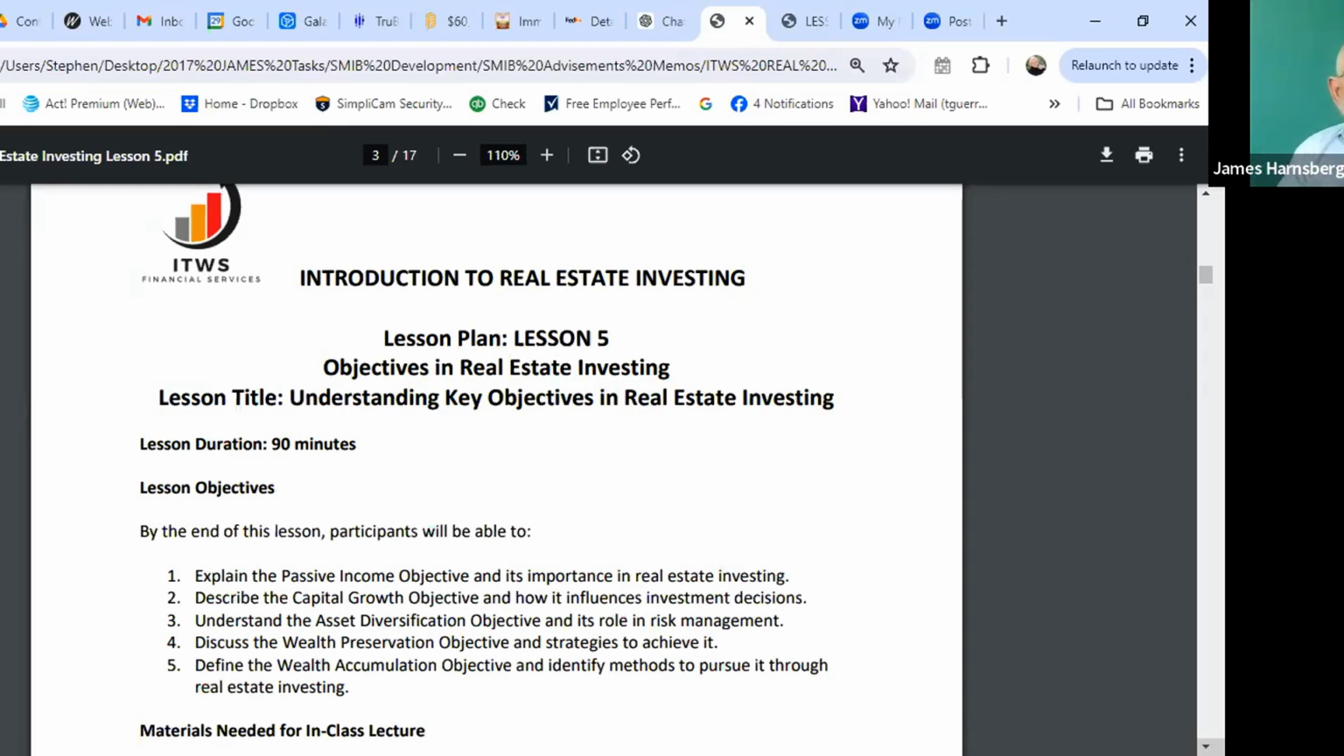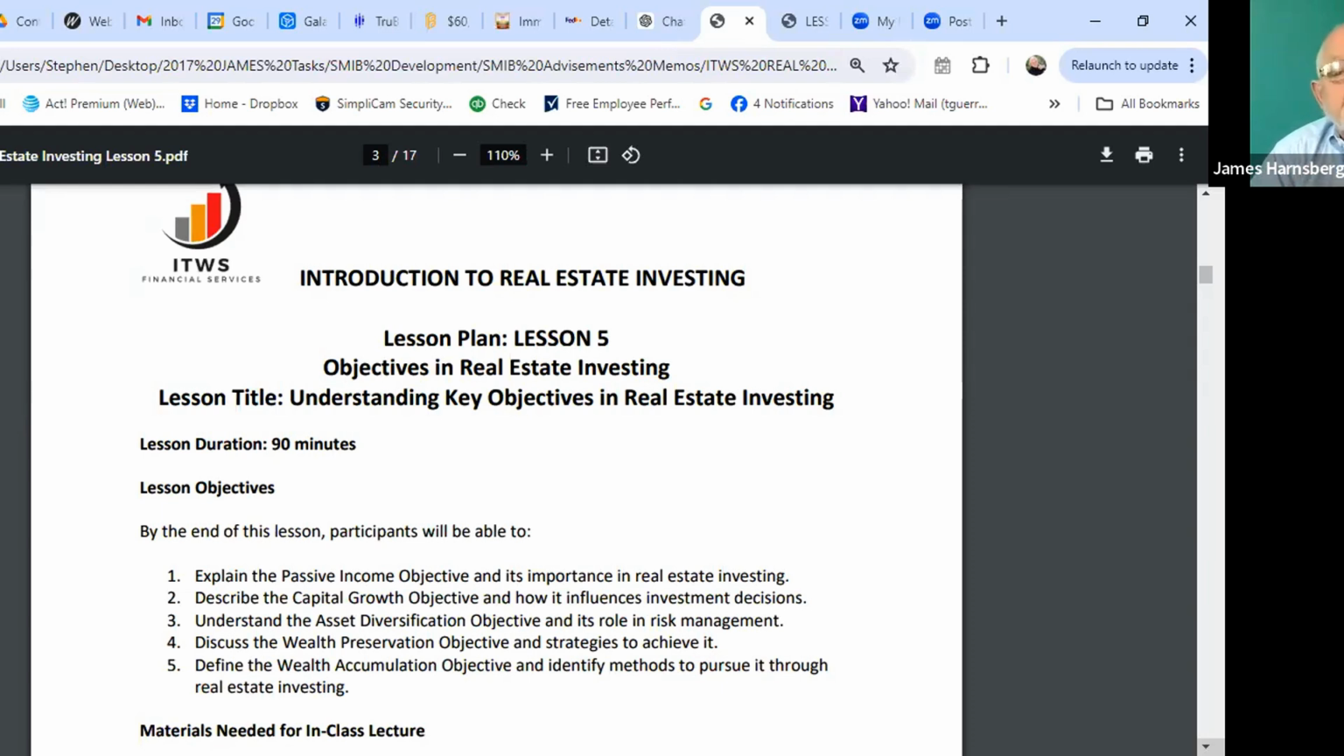We want to understand asset diversification objectives and the role it plays in risk management. How you're going to diversify a particular asset, at the same time reduce the risk that you're taking on, so that you are not putting your capital at additional risk. We're going to talk about wealth preservation objectives and strategies and how to achieve it. Once you have wealth, you have to work to preserve the wealth. You want to work to accumulate it, but as you're accumulating wealth, you also want to work to preserve the wealth that you're accumulating. Remember, wealth accumulation is about adding more to that which I have.